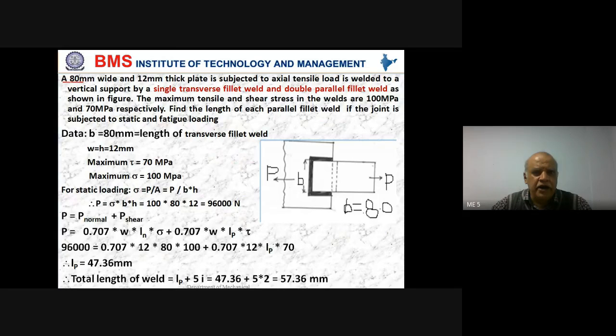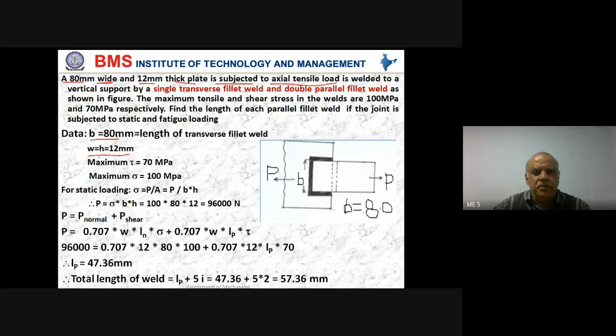An 80 mm wide and 12 mm thick plate is subjected to an axial tensile load, and is welded to a vertical support by a single transverse fillet weld and double parallel fillet welds.